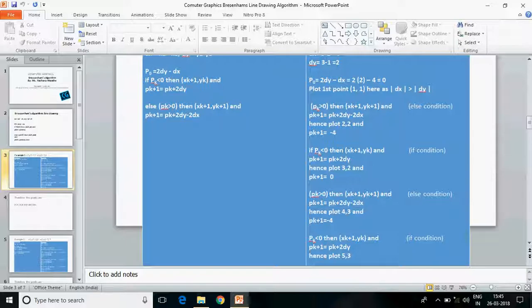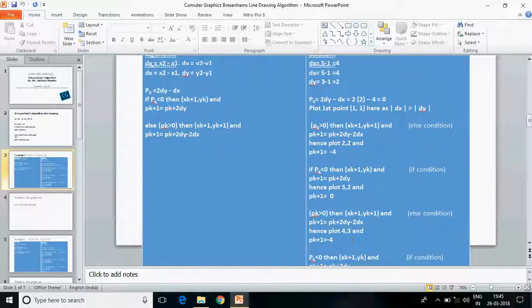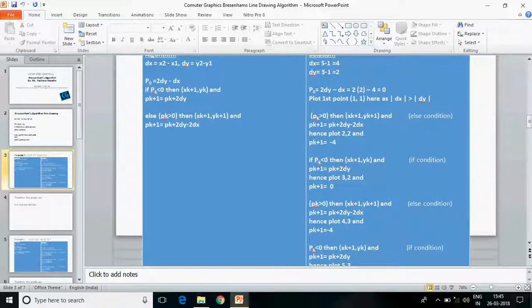Therefore we go for the if condition, xk plus 1, yk. So xk plus 1, 4 becomes 4 plus 1, 5, and y remains the same. So 3 is the same here, 5, 3. And the next decision parameter will be calculated as pk plus 1 equal to old pk plus 2 dy. Old pk will be minus 4. Here I have not calculated this because when we compare the latest xy coordinate, it is matching with the end point of the line. Hence we stop here.